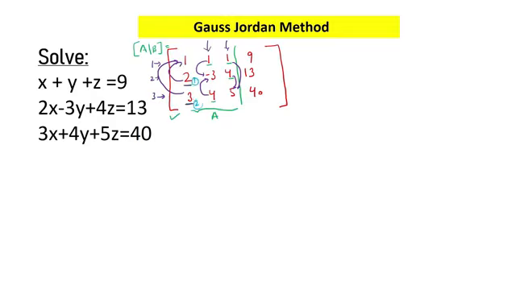Then on the second step I will convert this 3 to 0. Then I will convert this. Then I will convert this 4 into 0. Then in the next step I will convert this, and finally I will convert this 4 into 0. So let's start our process.